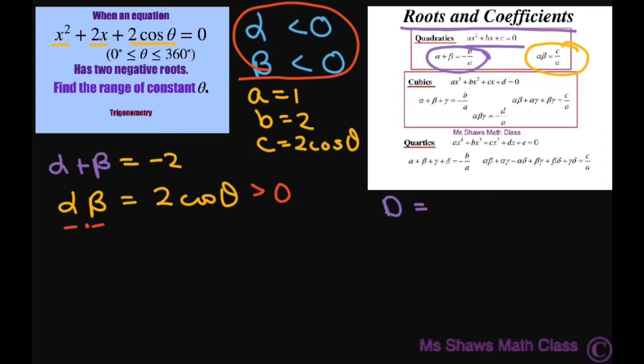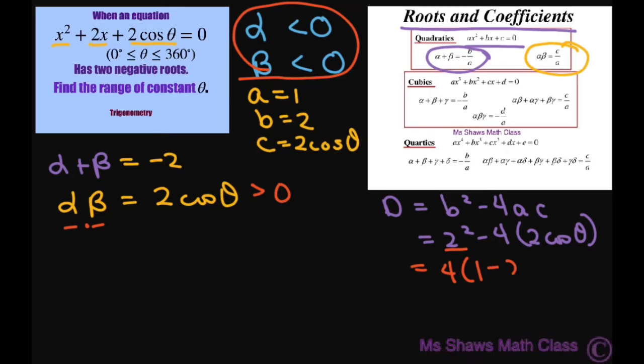All right. Now, let's also let D be the discriminant of the equation. Our discriminant, remember, is b squared minus 4ac. So for us, that's 2 squared minus 4 times 2 cosine of theta. I can factor out the 4, which gives me 4 times (1 minus 2 cosine of theta). My discriminant has to be greater than or equal to 0 for real roots.